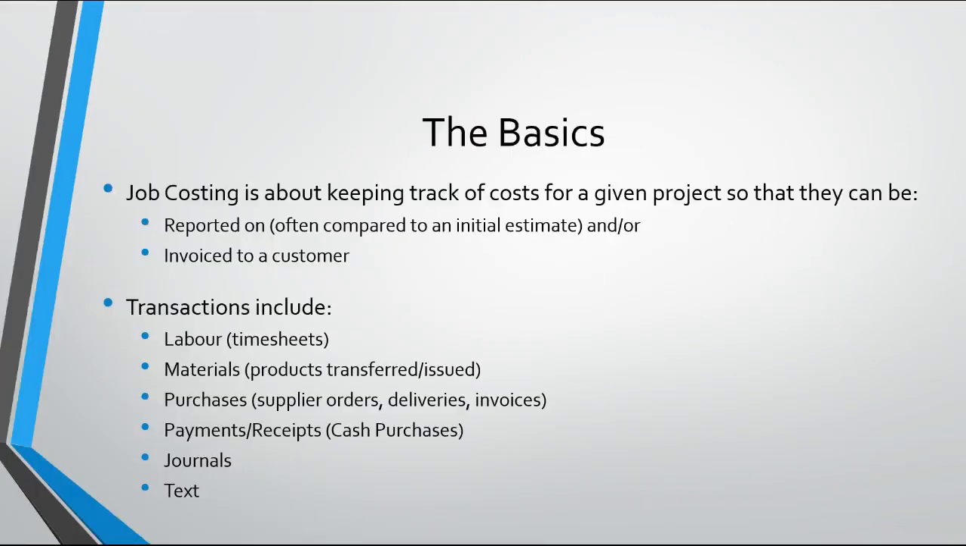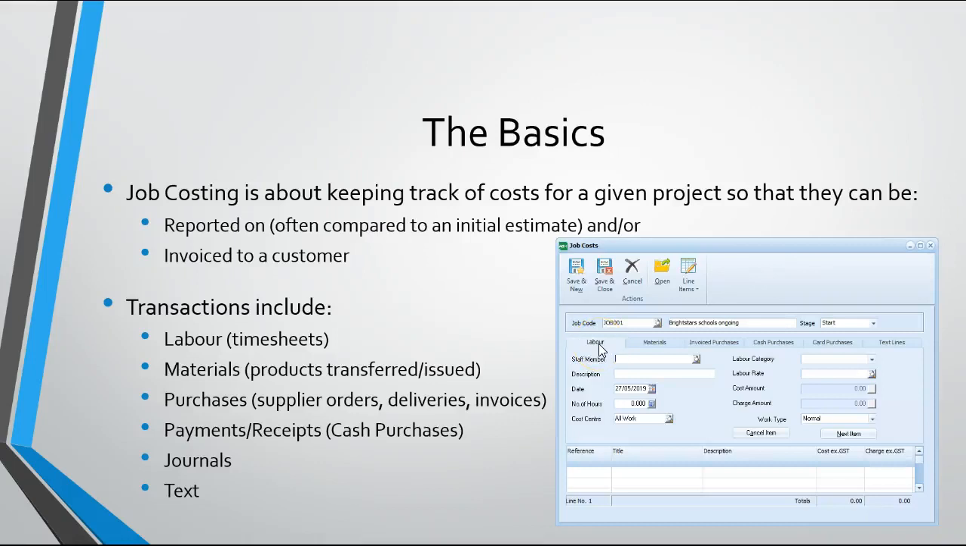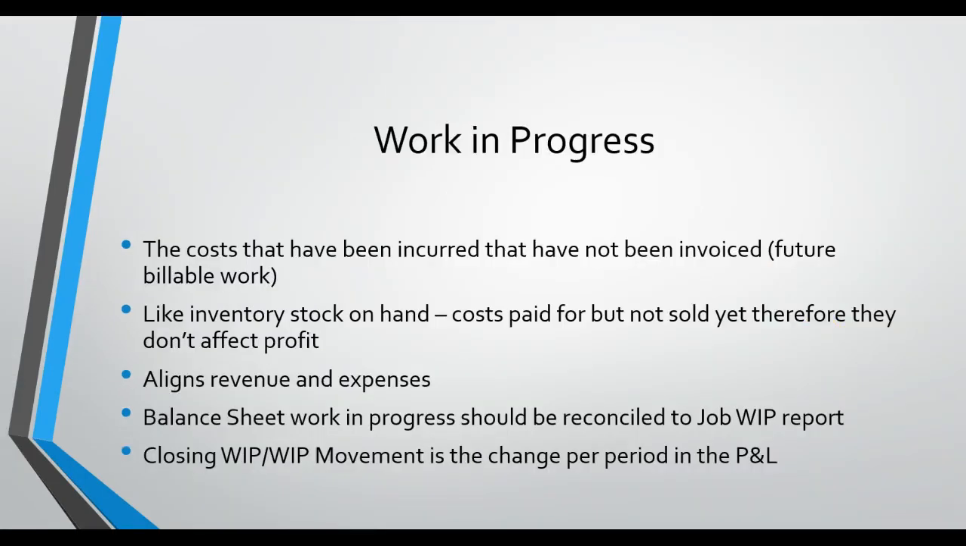In this video, we will look at the basics of job costing. Job costing is about keeping track of costs for a given project so that you can report on it and/or invoice a customer. Transactions include labor, material, purchases, payments, and journals. Every job keeps track of work in progress. This is the costs that have been incurred but have not yet been invoiced.